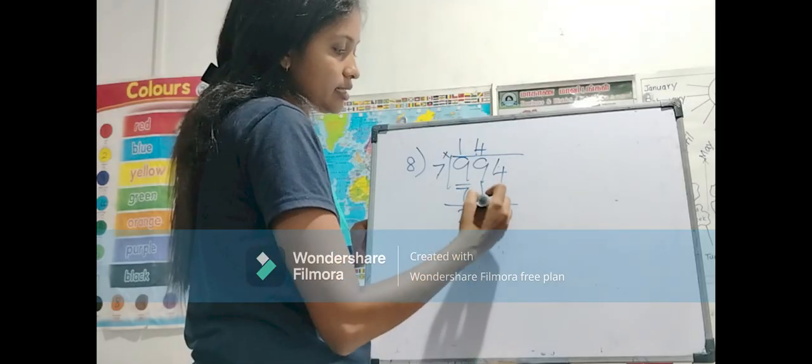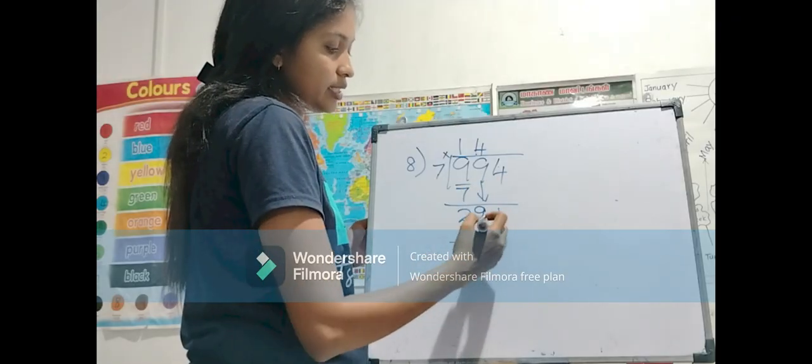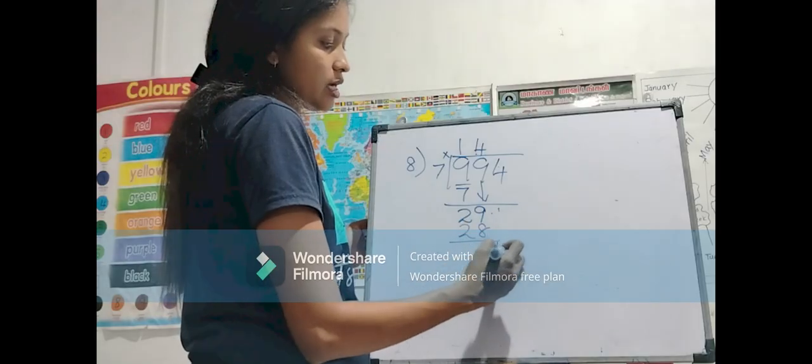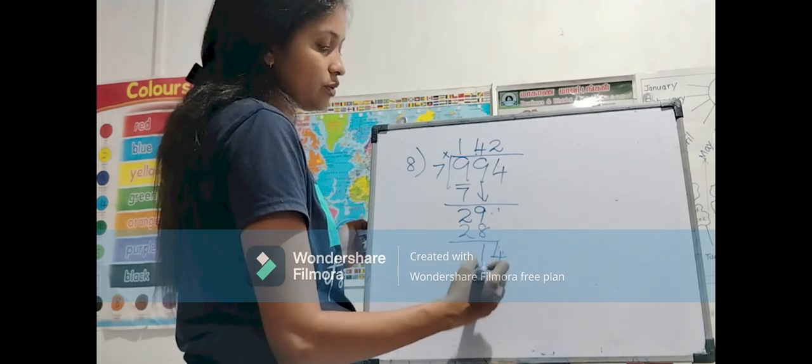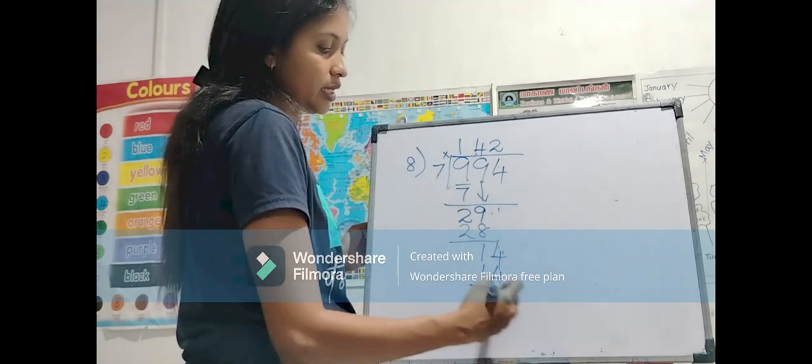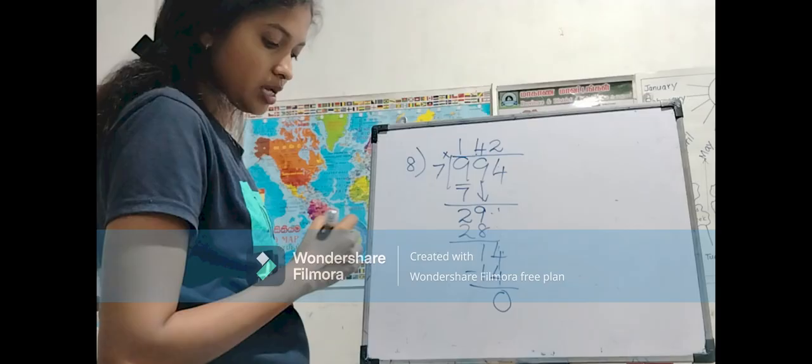Then you want to subtract. Okay? Subtract, then 1 is remaining and 4 comes down, 14. How many 7s are in 14? There are 2. 2 times 7 is equal to 14. Again subtract. When you subtract, you get 0.